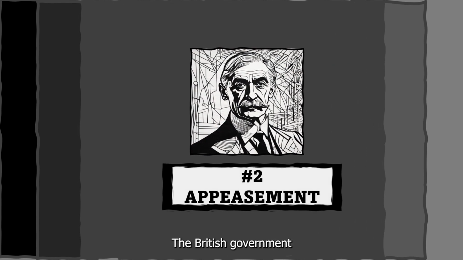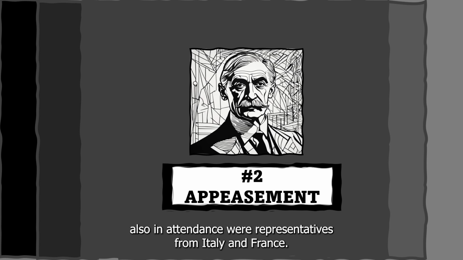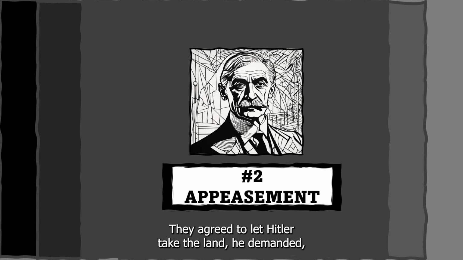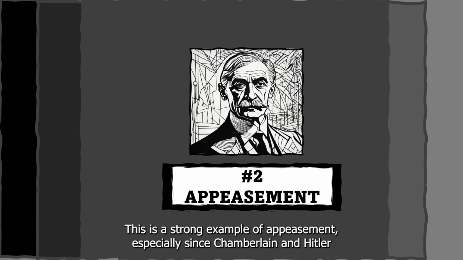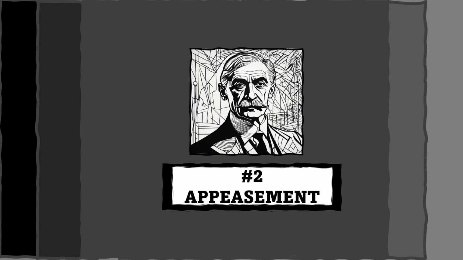The British government led negotiations with Hitler at the Munich Conference, but also in attendance were representatives from Italy and France. They agreed to let Hitler take the land he demanded without the consent of the Czech government. This is a strong example of appeasement, especially since Chamberlain and Hitler met the following day to reaffirm their alliance and intentions to avoid war.